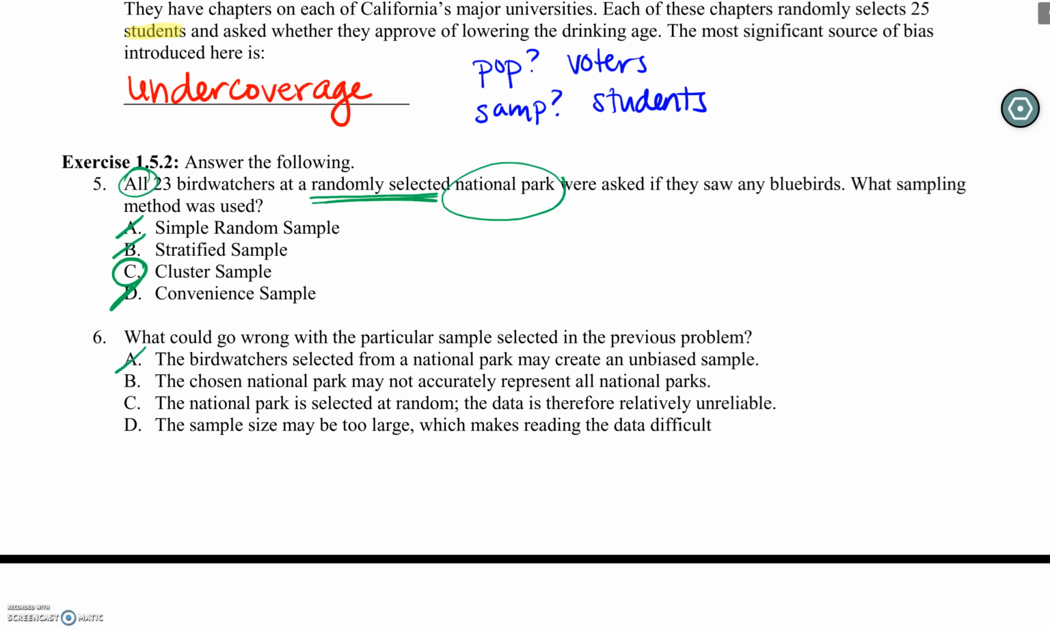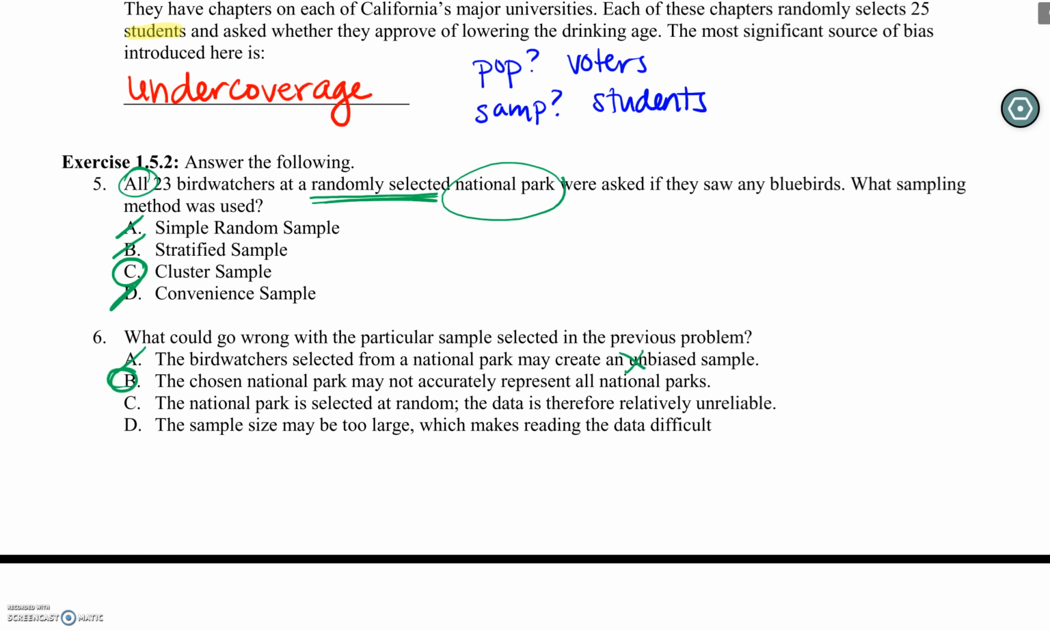Problem here, really just that word. I mean, the fact that we have just one park is going to create a biased sample, right? If that one park is in a different part of the U.S., right, whatever part is going to make a big difference. B, the chosen national park may not accurately represent all national parks. That sounds like a problem, a representative problem. That does seem exactly like what we thought was wrong.